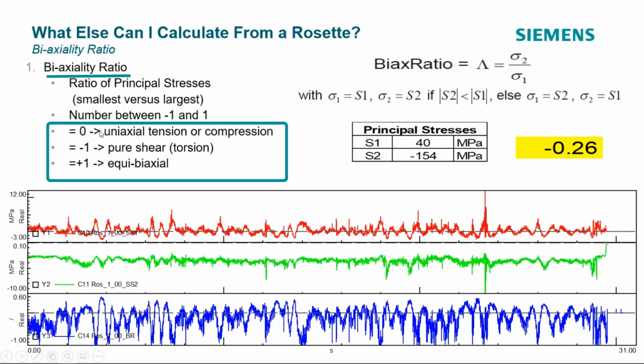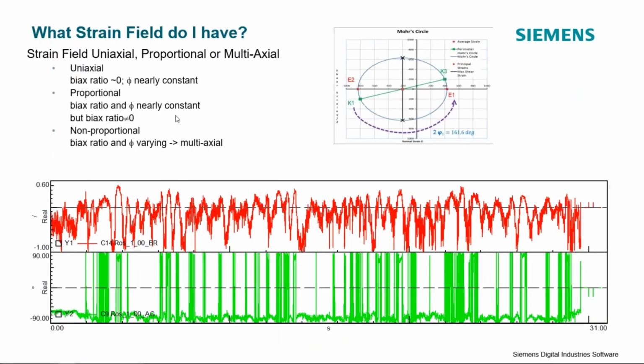So if we calculated a biaxiality ratio of 0, our part would be in uniaxial tension or compression. If it's equal to -1, it's pure shear. And if it's equal to 1, it's equibiaxial. And we can use this information along with the angle of our principal stress to determine whether we have a uniaxial, a proportional, or a multi-axial loading condition.